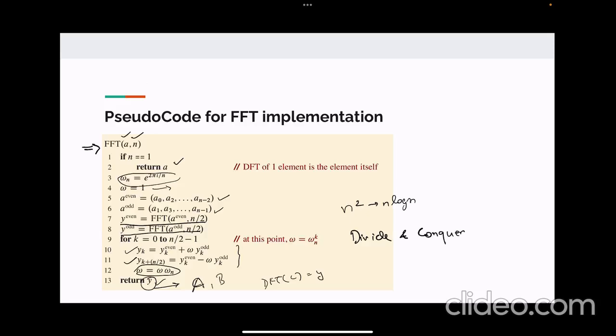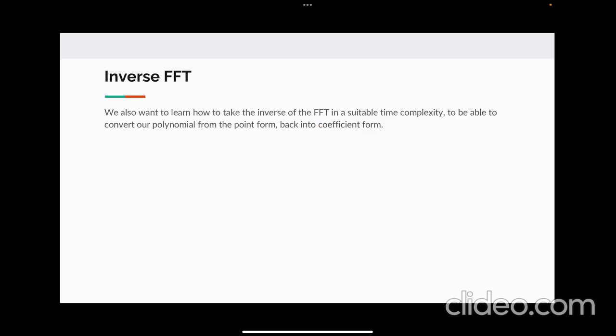We'll do the same for B. We'll multiply them in point form to get C, and then use the inverse fast Fourier transform of C to get back our polynomial in the coefficient form from the point form. So we need to do the same thing for the inverse fast Fourier transform.